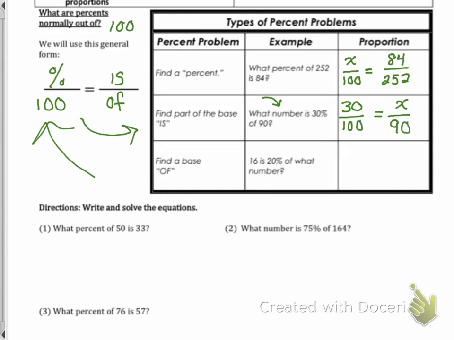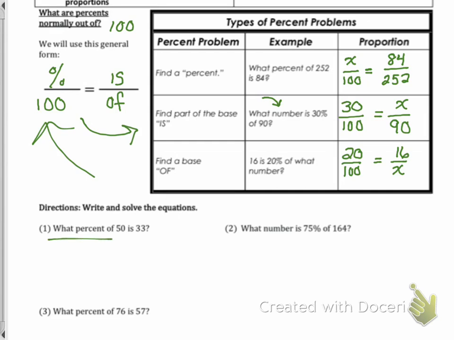And then finally, if we're trying to find the whole, or what we call the base, or the of, what would that look like? So again, it says 16 is. So 16 goes in the is, 20%, so in this case I know my percent, so 20 over 100, of what number? So the of is the unknown. So now that we've had a few examples of how we set this up, let's apply that to some examples down here.